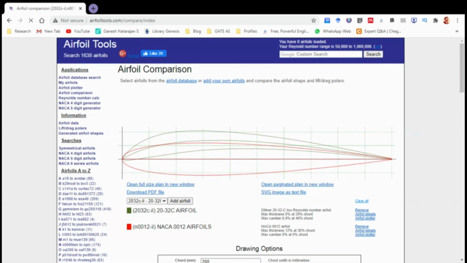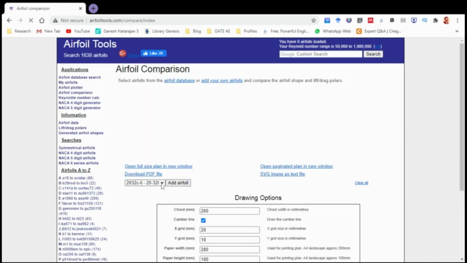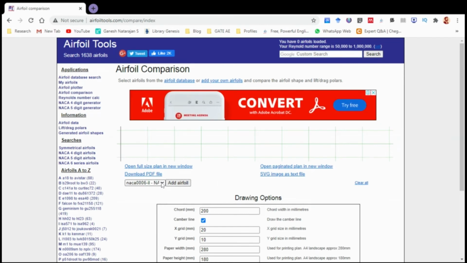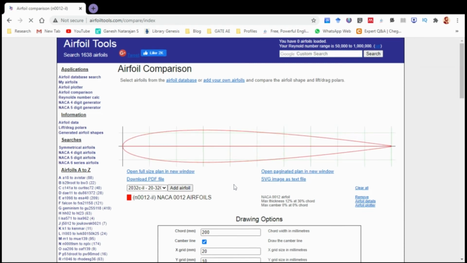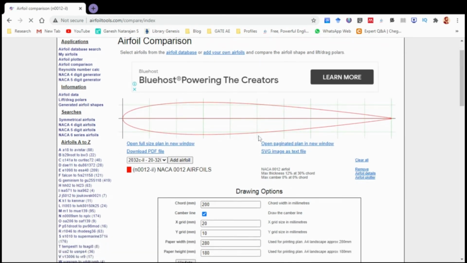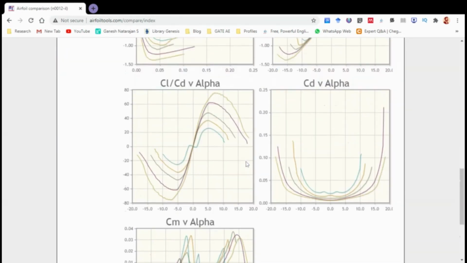Now, let me take a new project. Let me first consider a symmetric airfoil. So we have nothing over here. For a symmetric airfoil, I'm taking a NACA airfoil. NACA is the National Advisory Committee for Aeronautics, and the NACA 0012 airfoil is a symmetric airfoil. The nomenclature will be defined in a later portion of the syllabus. So this is a NACA symmetric airfoil, and for this case we have obtained many plots.